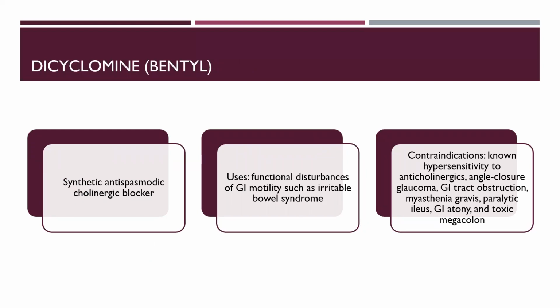Okay. Dicyclomine is a synthetic antispasmodic cholinergic blocker. It treats functional disturbances of the GI motility, and it's usually used for things like irritable bowel syndrome. Contraindications: known hypersensitivity to anticholinergics, angle closure glaucoma, GI tract obstruction, myasthenia gravis, paralytic ileus, GI atony, and toxic megacolon.